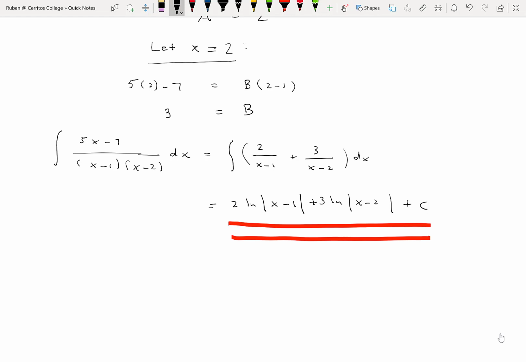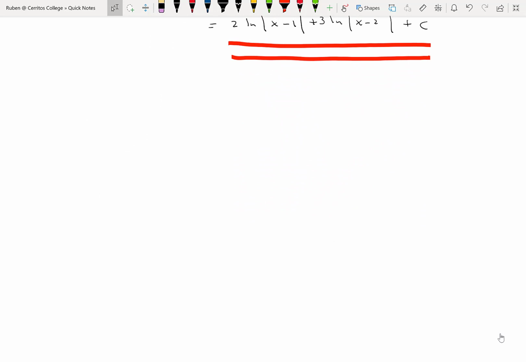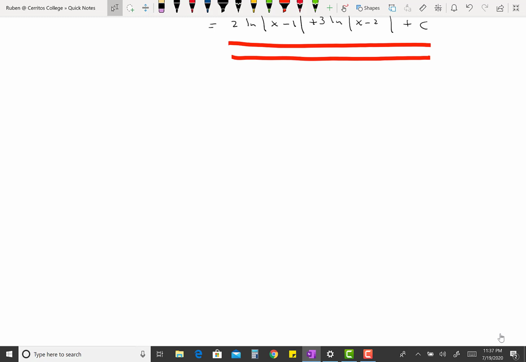Okay, so now let's take a look at case Roman numeral 1. I'm sorry, case 1, Roman numeral 2. Okay, we're still in the case where the degree of the numerator is less than the degree of the denominator, but now we want to look at case Roman numeral 2. Case Roman numeral 1 was the denominator is the product of distinct, which means different, linear factors. So let's take a look at case Roman numeral 2.